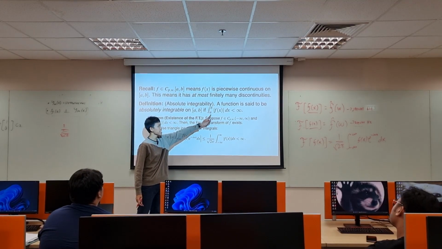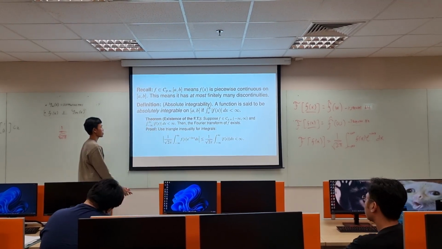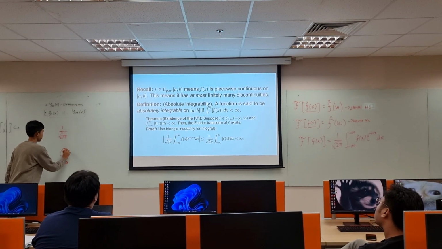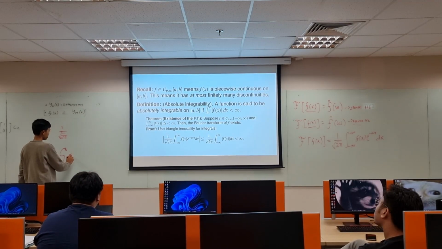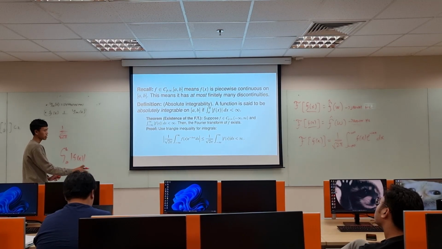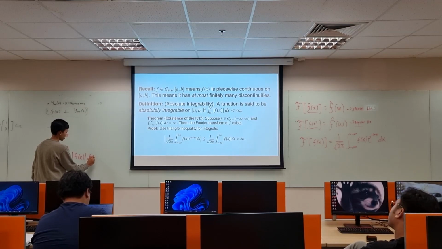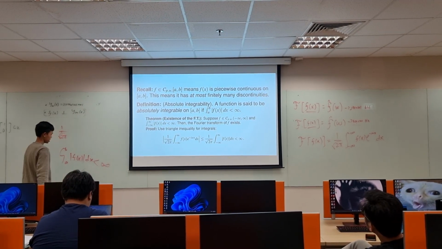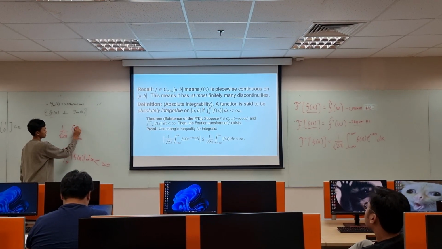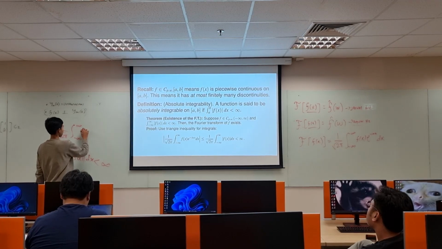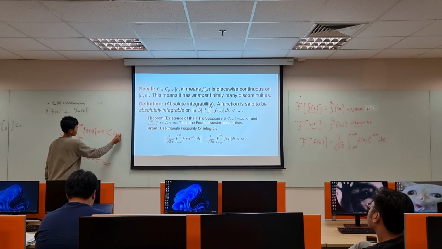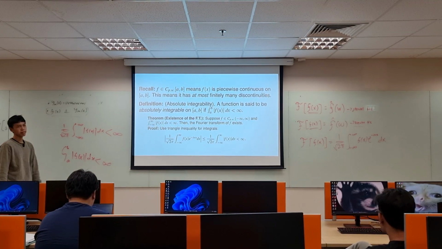So for Fourier series, this is the requirement, because it's only from interval a to b. For a Fourier series, the requirement for it to be able to be approximated is that the integral of f(x) dx must be less than infinity. But for Fourier transform, we are going to use the integral from minus infinity to infinity of the absolute value of f(x) dx, which must be less than infinity. This is the requirement.